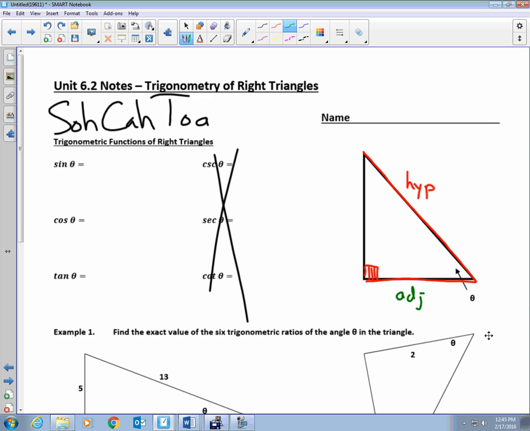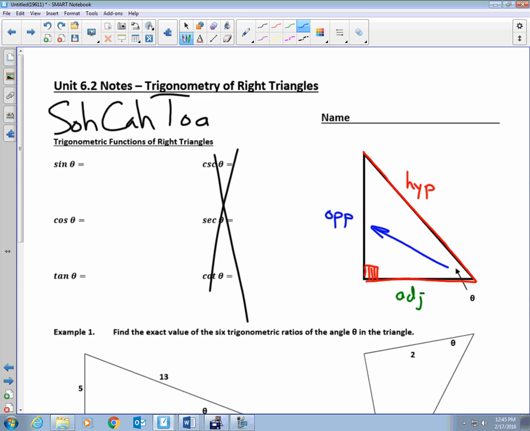Adjacent means next to. So it's the side next to the angle. It helps make up the angle. That's why it gets its name. The side that is not part of the angle is the opposite, because it is across from the angle. Is that clear?